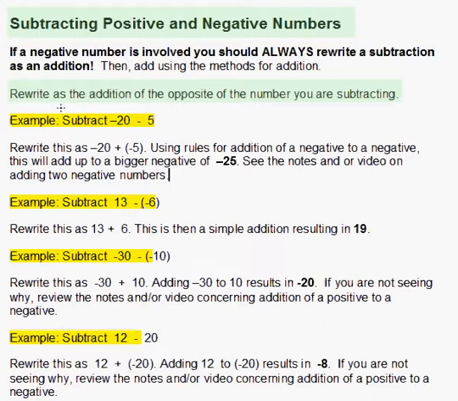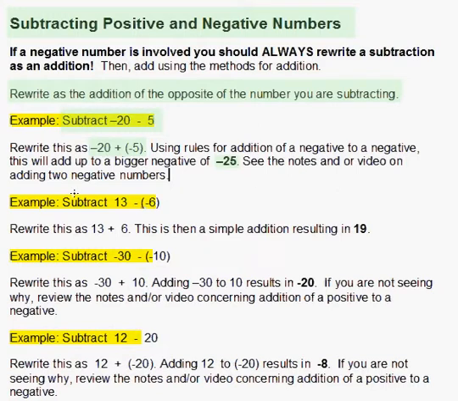First, we're going to look at subtracting negative 20 minus 5. We're going to rewrite that as negative 20 plus the opposite of 5, which means we rewrite it as negative 20 plus negative 5. We then use the rules for addition of a negative to a negative. This always results in a bigger negative. So negative 20 added to negative 5 ends up being negative 25. It's like adding a $20 debt to a $5 debt. You end up with a bigger $25 debt.